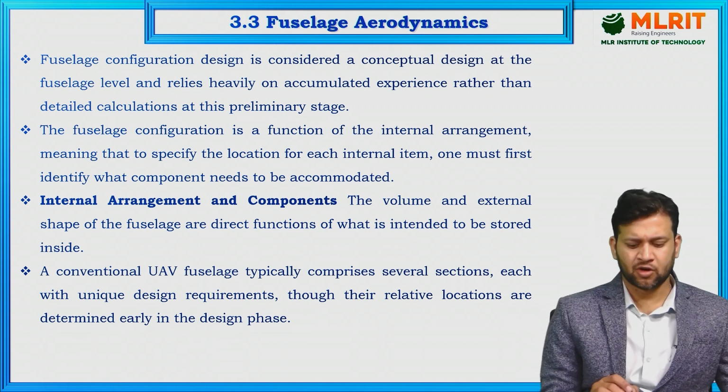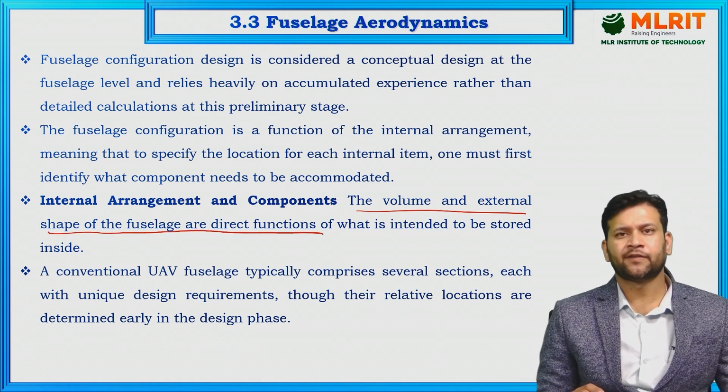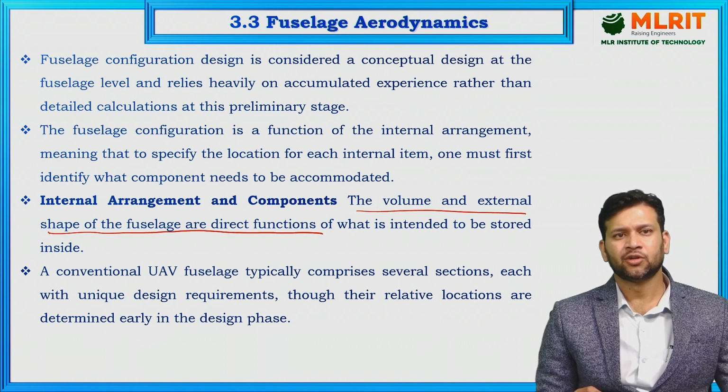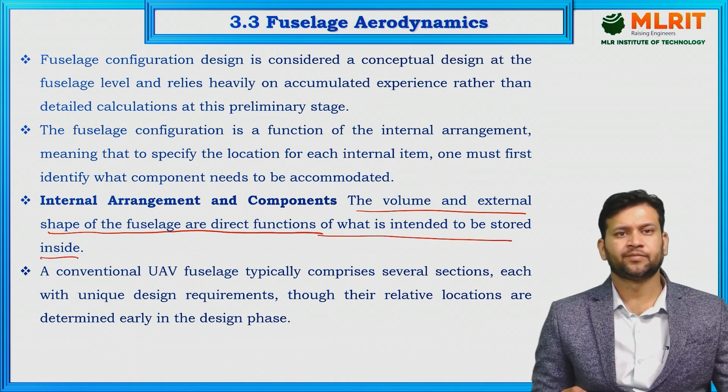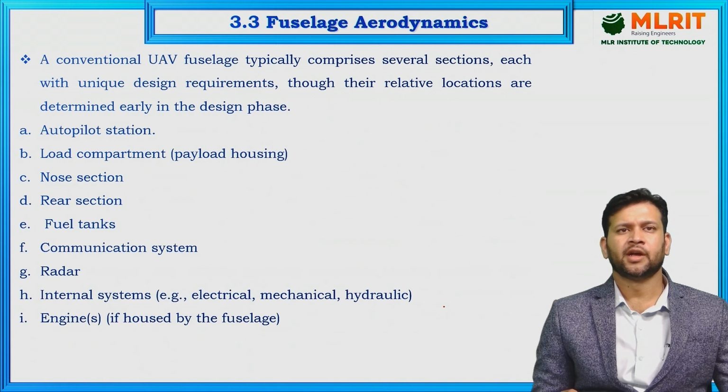Internal arrangements and components. The volume and external shape of the fuselage are direct functions of what is intended to be stored inside. A conventional unmanned air vehicle fuselage typically comprises several sections, each with unique design requirements, though their relative locations are determined early in the design phase.